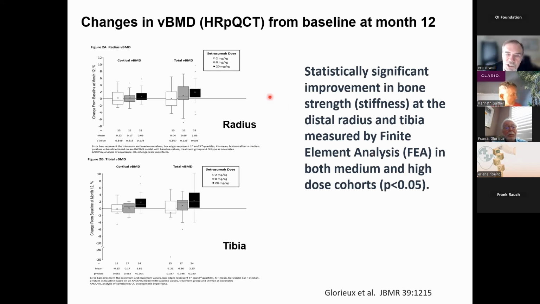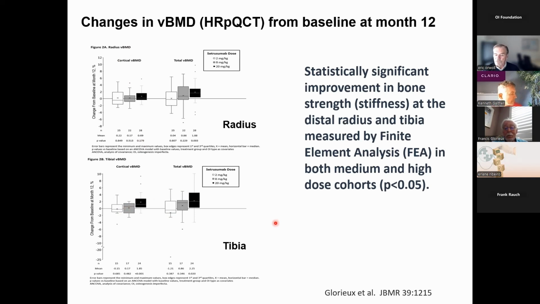And there were changes in bone mineral density using another assessment tool, high-resolution peripheral quantitative computed tomography, which measures bone density at the radius on the top and at the tibia on the bottom. So there were increases in cortical bone density and total bone density at both those sites. Again, very positive findings.